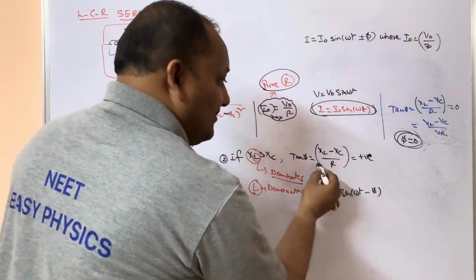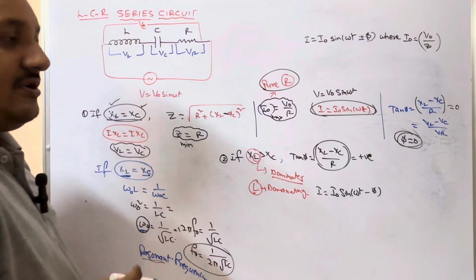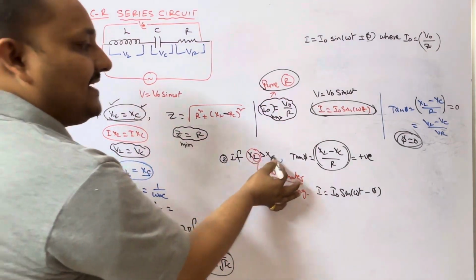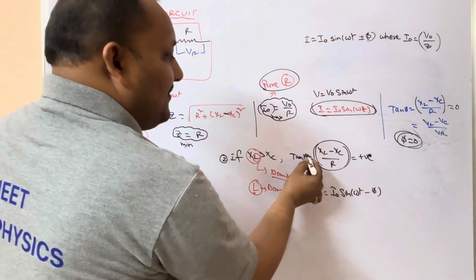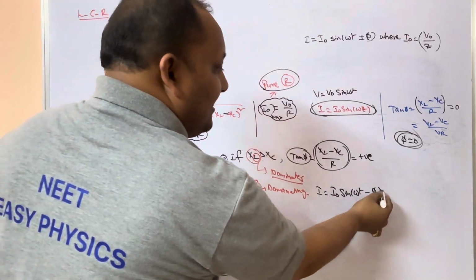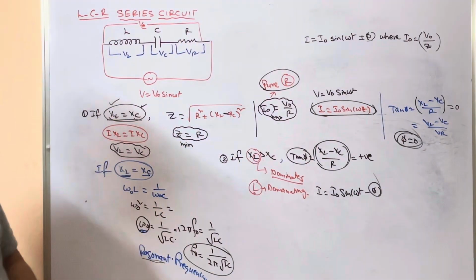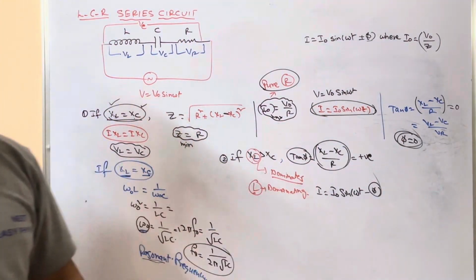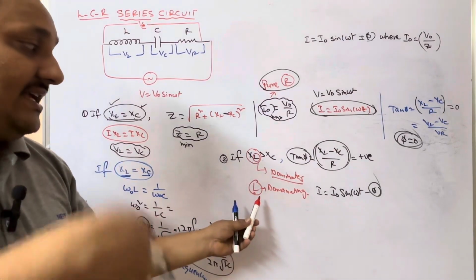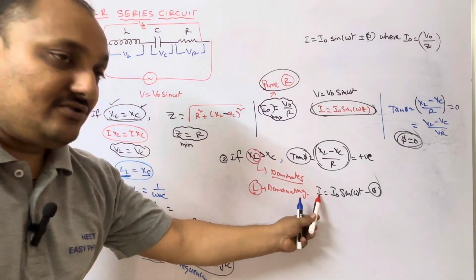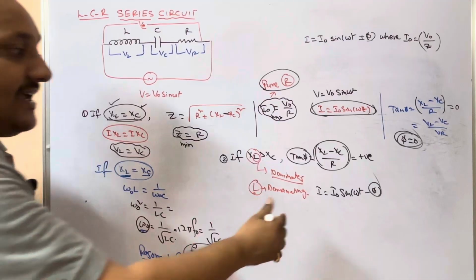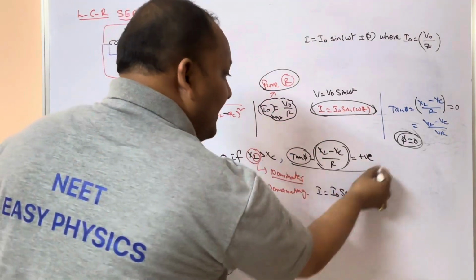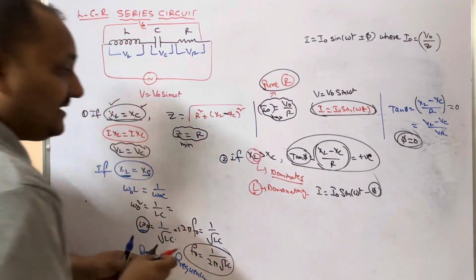What is that phi value? If you substitute, they will give the XL value and XC value, and XL minus XC by R gives tan phi. From that you get phi, and you substitute that phi here. This is nothing but an L dominating circuit. If L is dominating, in the inductor current is lagging. How much angle is it lagging? Phi. We calculate that phi using this formula.